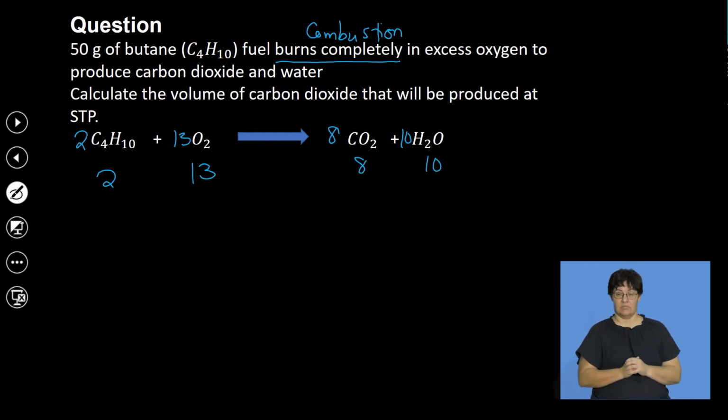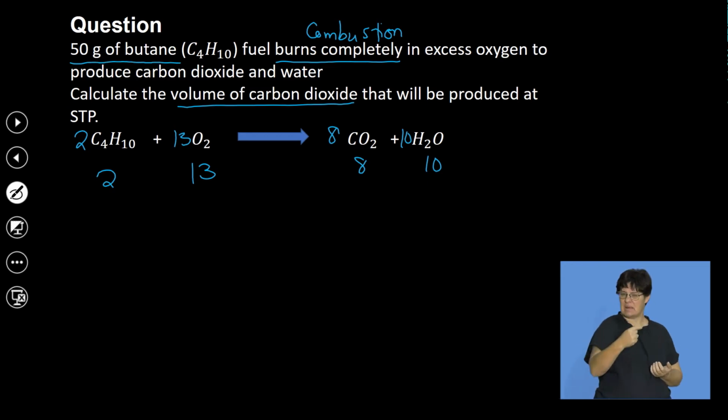Now, we want to know what is the volume of carbon dioxide that will be produced at STP. This is a multi-step type of a question, okay? So the first part of the multi-step was to balance because the reaction equation for the reaction was not balanced. So we ask ourselves, how many moles are present in 50 grams of butane, right?